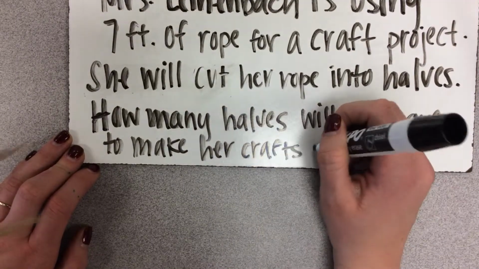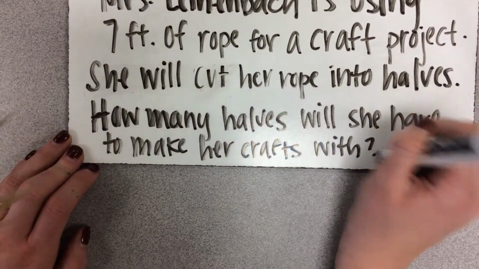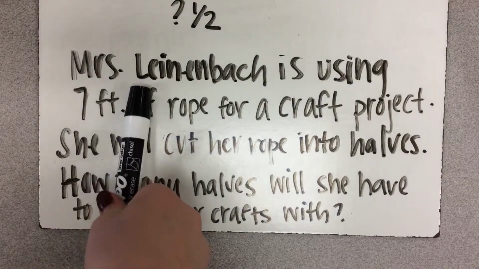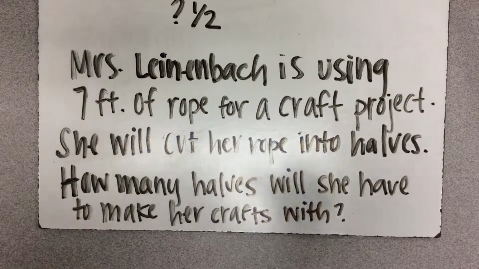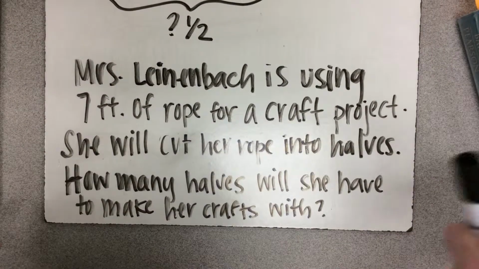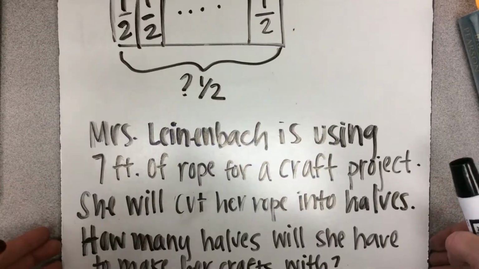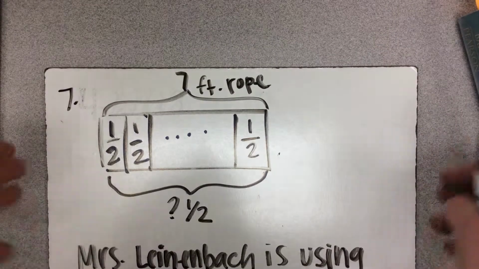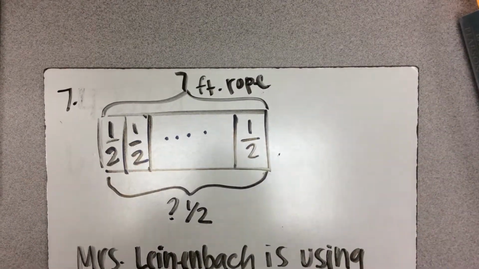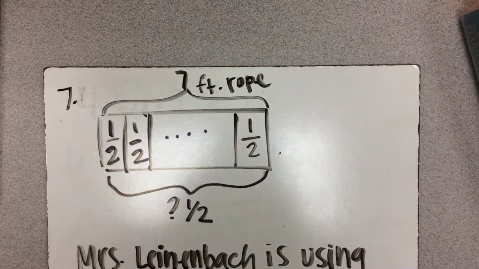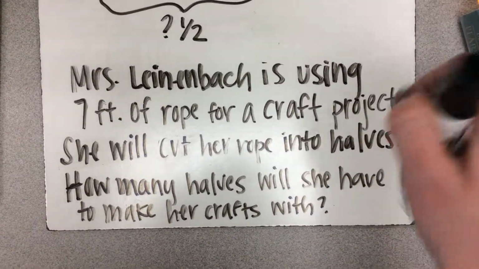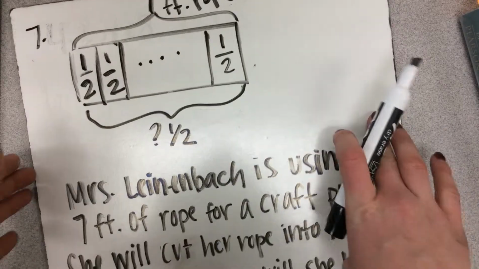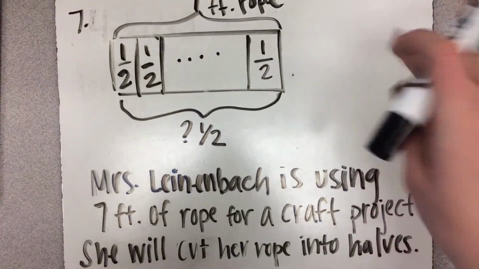You could do anything, but the point is we're starting with 7 feet of rope, we're cutting it into halves, and we want to know how many halves. You can be as creative as you want, but it doesn't really need to be that complicated. It can be really simple. It can be Miss Johnson has 7 feet of rope. She cut it into halves. How many halves does she have? Or you can get a little bit more fancy than I did even. It's up to you. You have the creative license here.